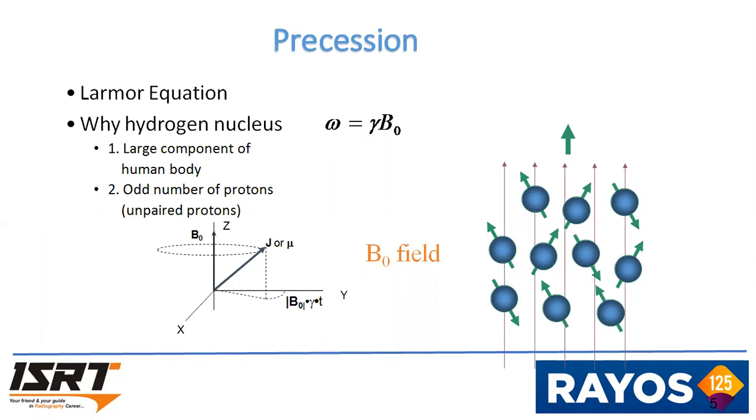The relationship between the precession frequency and external magnetic field is given by the Larmor equation, that is omega is equal to gyromagnetic ratio into B0, where omega is the precession frequency, the gyromagnetic ratio is particular for the specific proton, and B0 is the external magnetic field strength. Why hydrogen nucleus? It is abundant in our human body and it has an odd number of protons and has the property of spinning.